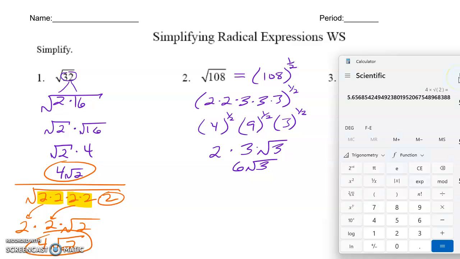Again, if you don't believe me, for any reason, I can always type in 108 raised to the 0.5 power, and I get 10.39230 and so on, which is the same thing as 108 square rooted, the same number. Or 6 times the square root of 3, and I get the same number. The same number for all 3 of these different ways of seeing the square root of 108.